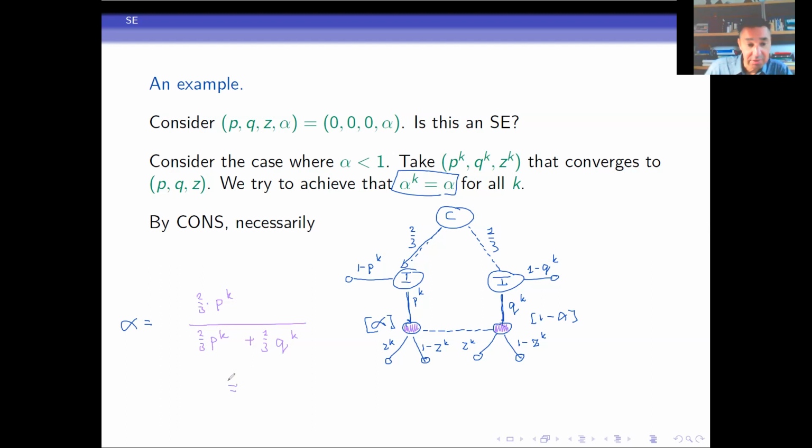And what is this saying? This is saying that alpha has to be equal to 2pk divided by 2pk plus qk.